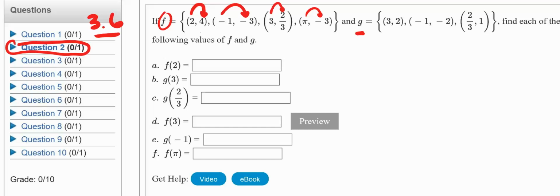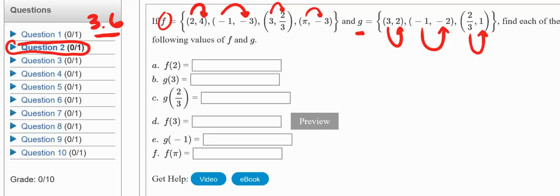The g function is a little different. G function says if you enter a 3, you get out a +2. A -1 input gives you a -2 for the output. A 2/3 input gets you a 1 as the output.